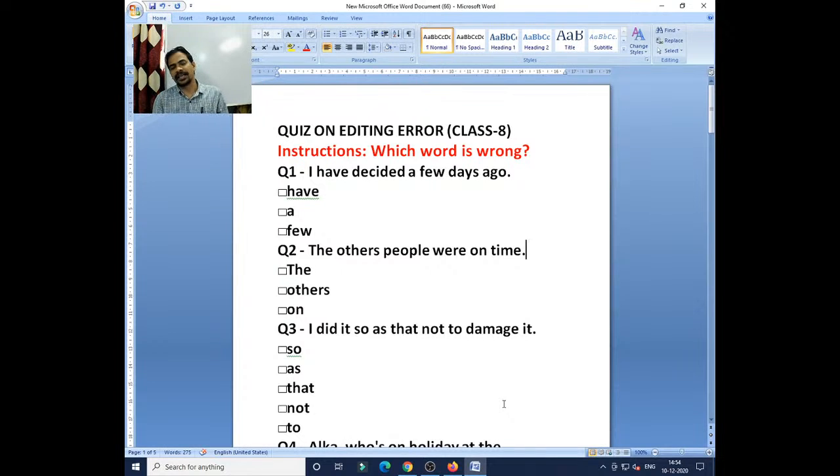Okay, so, I have decided a few days ago. So have should be removed. Simply, I decided. Have decided tells you about the present perfect form. But a few days ago means the near past. When we talk about the near past, in that case we have to use simple past. So decided will be the correct option. So we have to remove have because it is giving extra information and your sentence is not grammatically correct because of the usage of have. So you remove have. So, I decided a few days ago.